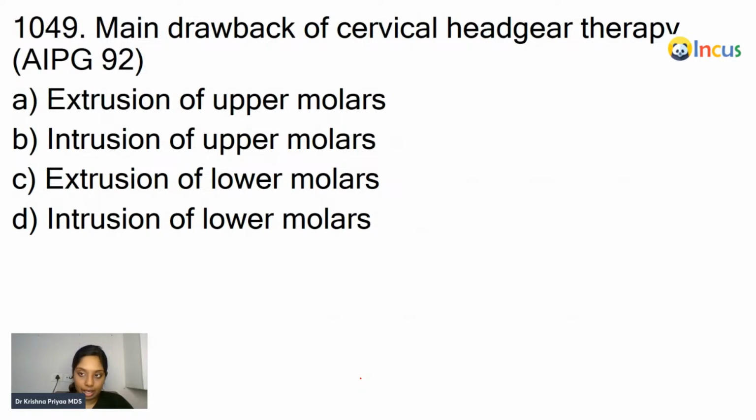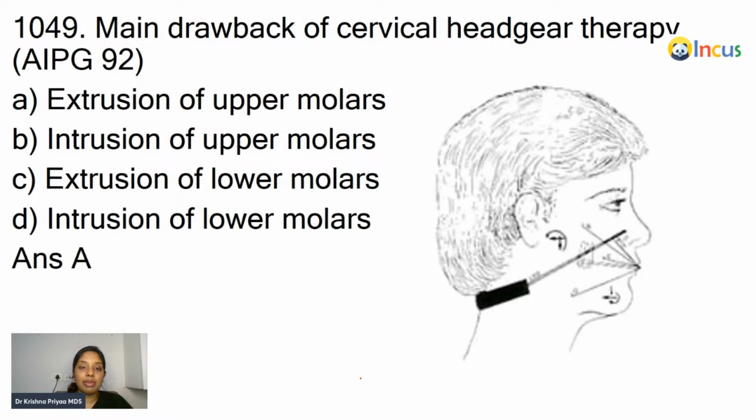Main drawback of cervical headgear therapy. Extrusion of upper molars, intrusion of upper molars, extrusion of lower molars, or intrusion of lower molars. As we already know, lower molars do not have a big space in the headgear. It is associated with the maxilla as such. So extrusion of upper molar is the drawback, as we discussed, right? Because it is below the center of resistance. So whenever they distalize it, obviously it's going to be extruded. So in order to counteract it, they do some things to prevent the extrusion.